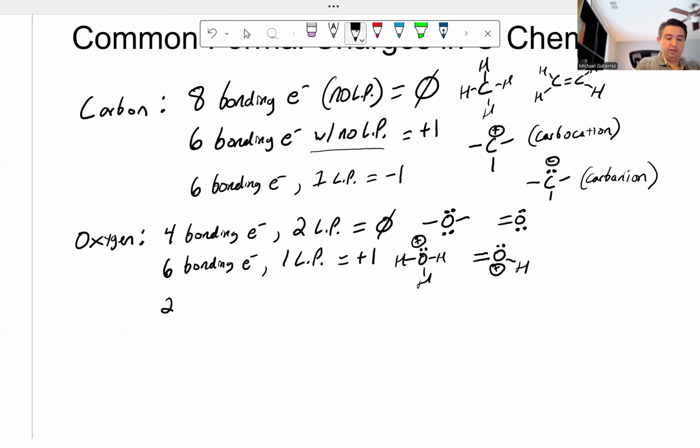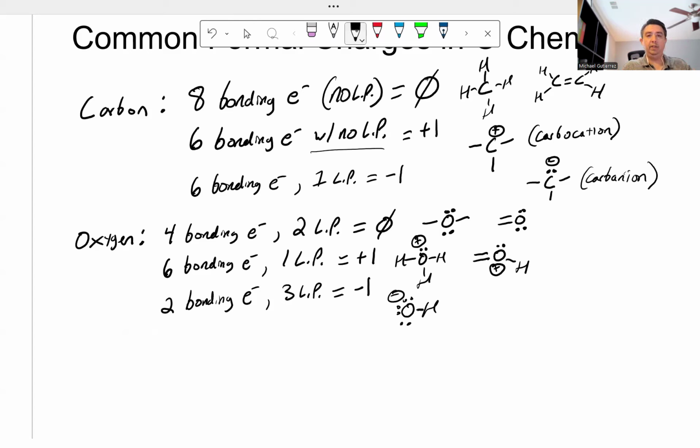Now, if you see oxygen with 2 bonding electrons and 3 lone pairs, it will have a -1 charge. Going back to GChem, that's something like hydroxide. It's got a single bond to hydrogen and 3 lone pairs. So anytime you see oxygen with 1 single bond and 3 lone pairs, it's going to have a -1 charge.